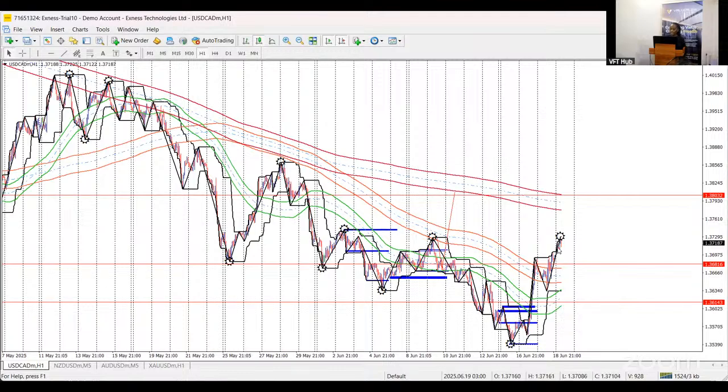However, if price sells back into the zone and this support level holds, this is what we're going to be seeing precisely. We're going to see a temporary sell into the zone and then a buy continuation from here all the way back into the trend.